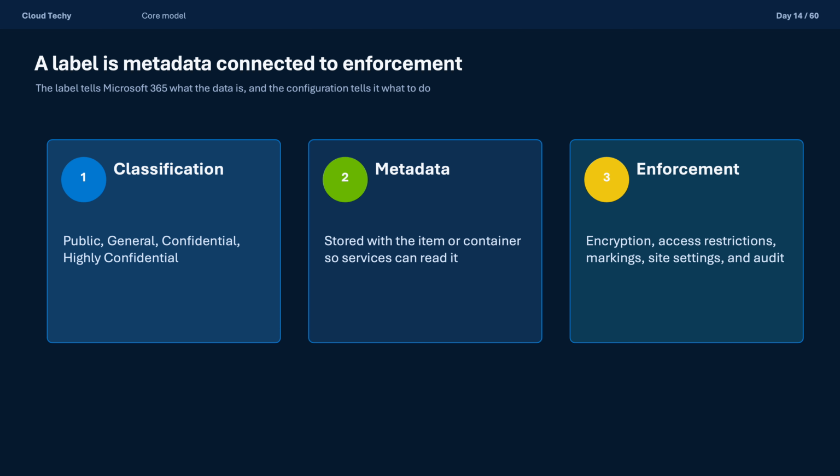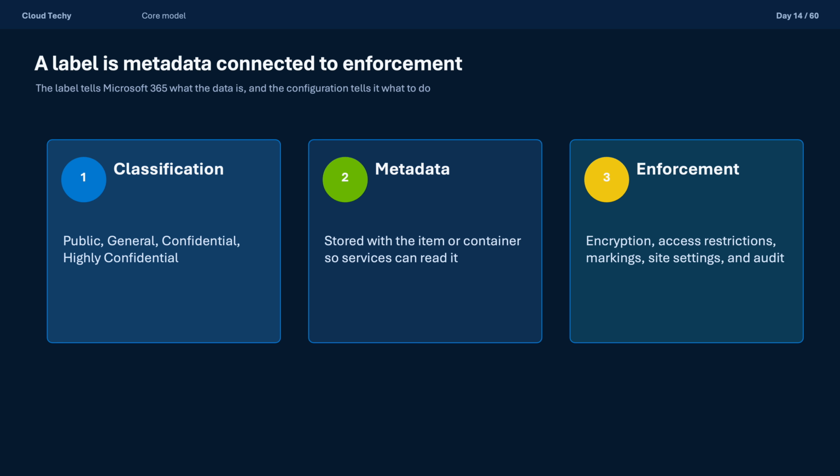The clean technical model is that a sensitivity label has two parts. The first part is classification, which is the human readable categories such as public, general, confidential, or highly confidential. The second part is the configuration behind the label, which defines what Microsoft 365 should enforce after the label is applied. A label can simply classify content without protection, or it can apply stronger controls such as encryption, usage restrictions, headers, footers, watermarks, or container settings for Teams and SharePoint.